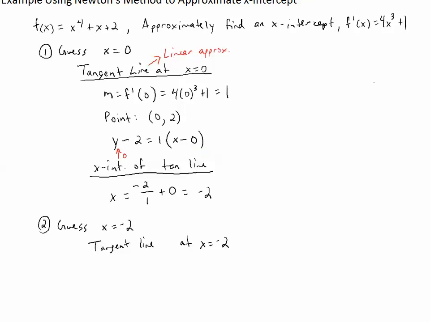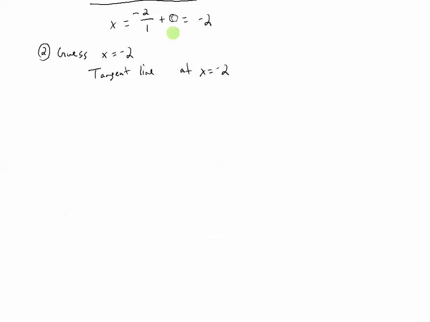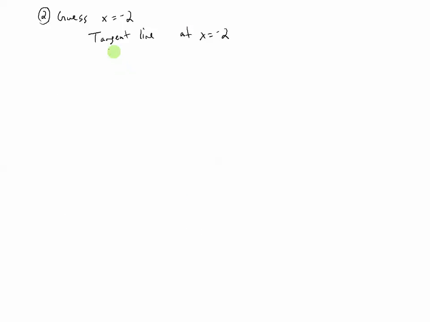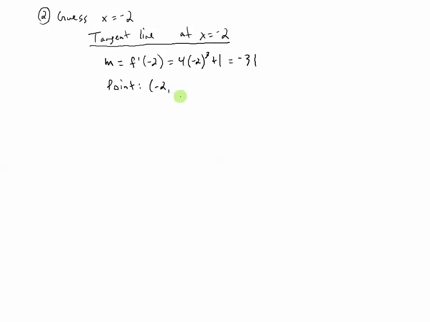And remember that the slope is given by 4x cubed plus 1. So we know that m equals f prime of negative 2, which is 4 times negative 2 cubed plus 1, which is negative 31. The equation then, we need a point now. Well, the point on the line is where x is negative 2. And we plug that into the original function, which was x to the 4th plus x plus 2. And in that case, you get 16.